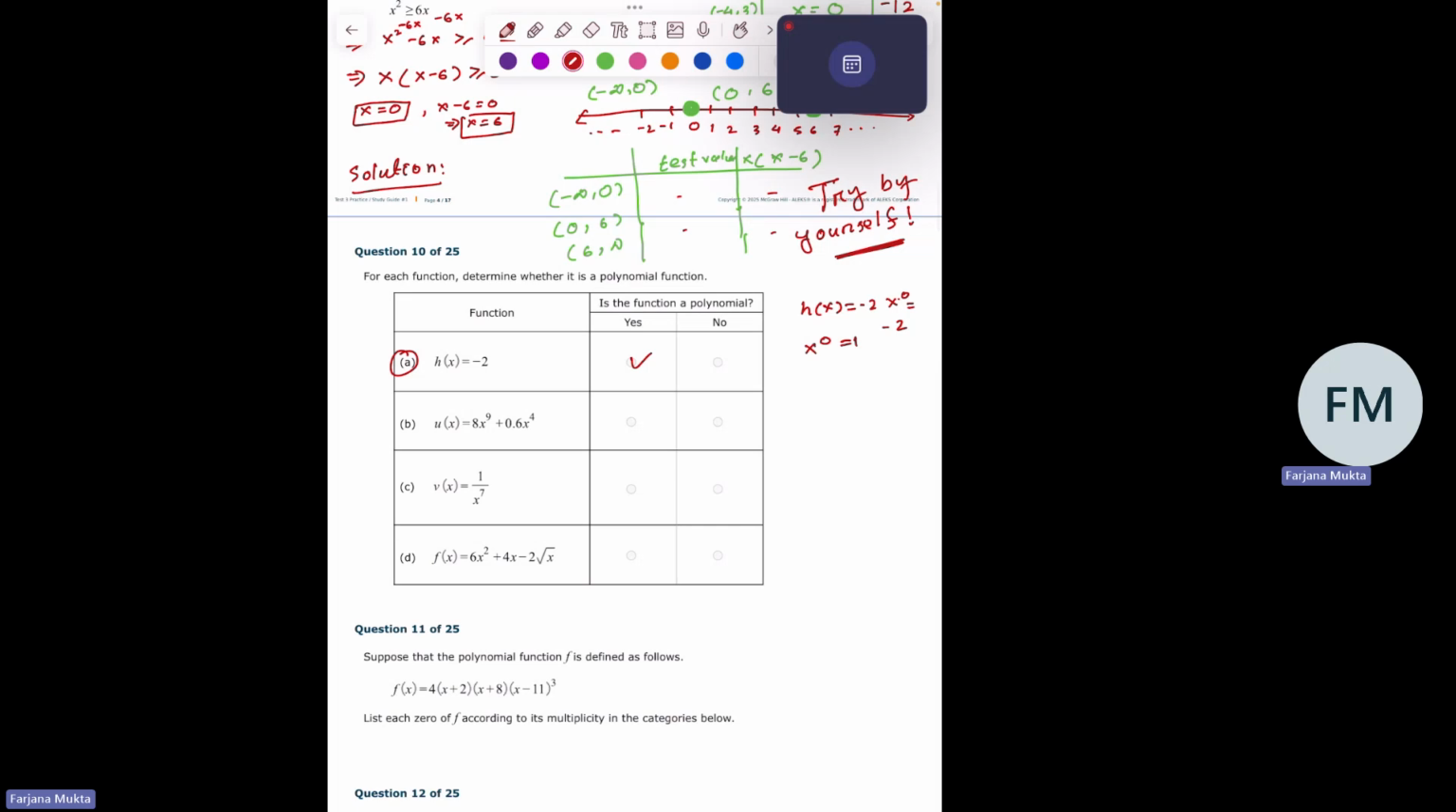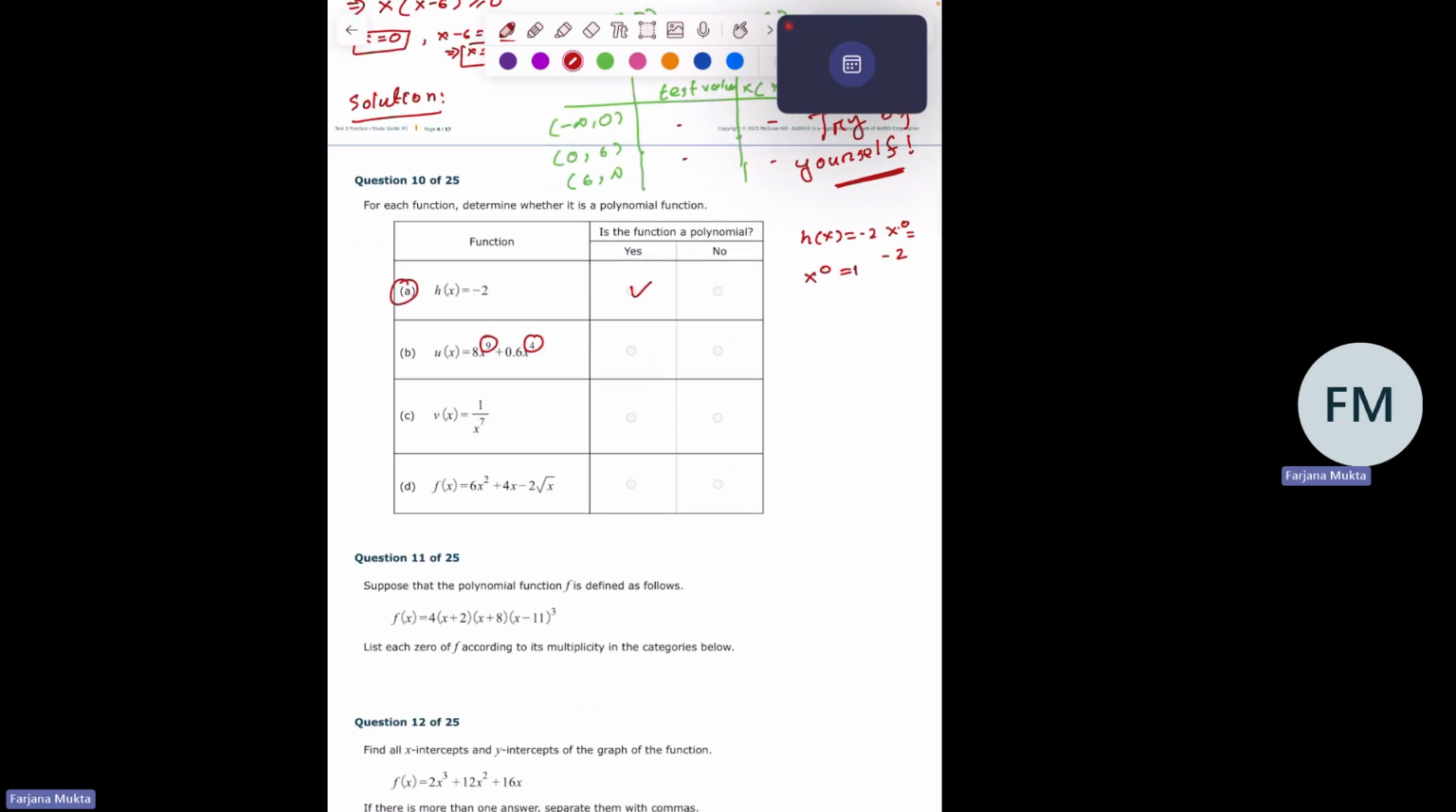The second one, let's check all the exponents. As we know, to be a polynomial, our exponents have to be non-negative integers. So let me write it somewhere. All the exponents have to be non-negative integers. And 9 and 4 are non-negative integers, so yes, polynomial.